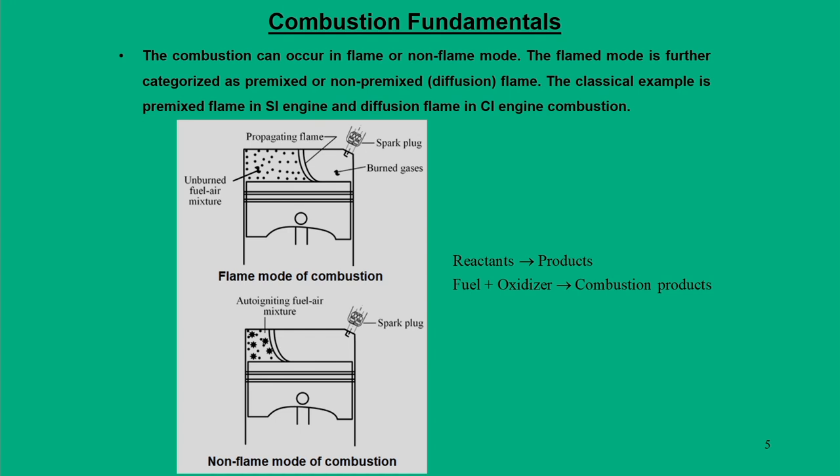Now, combustion can occur in a flame mode or non-flame mode. We all know that when combustion happens in engines, SI engines or CI engines, a flame is generated and keeps on propagating in the SI engine combustion. Whereas in the diesel engines there is auto ignition of fuel, and because of this we get a diffusion flame in the CI engine combustion.